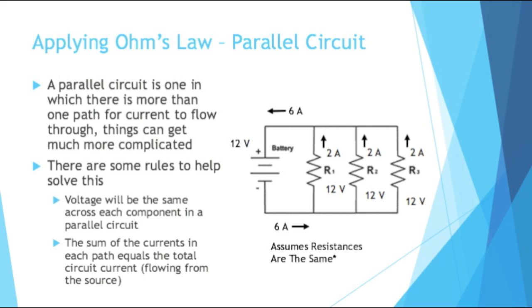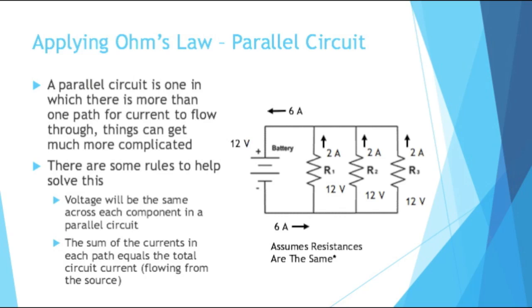What if there are multiple paths for electricity to follow? Well, that is what you call a parallel circuit. So a parallel circuit is one in which there is more than one path for current to flow through. Things can get a lot more complicated. But there are some basic rules that can help us solve these circuits. Voltage will be the same across each component in a parallel circuit, so that's a bit different than a series circuit. But current, on the other hand, which is constant in a series circuit, will vary in a parallel circuit.